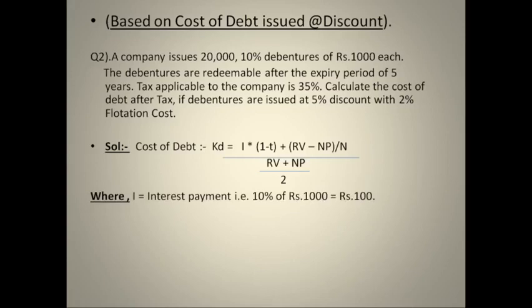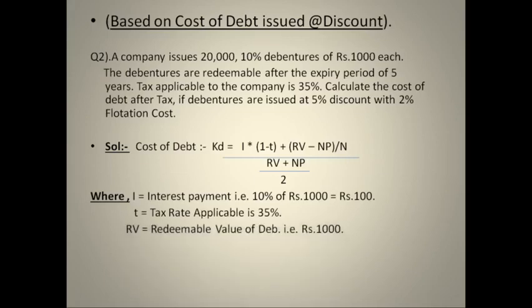In the question, they have given us that the interest rate for debentures is 10%, and we know that interest rate is calculated based on the face value, and face value is nothing but 1000 rupees. So 10% of 1000 is nothing but 100 rupees. So therefore the interest payment is rupees 100. Fine. Okay. Now tax rate is already applicable at 35%, which is given in the question. Fine. It's a piece of cake for you. Now the redeemable value, we already discovered it to be rupees 1000.